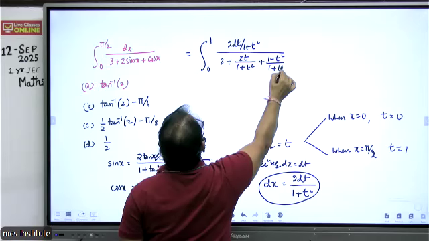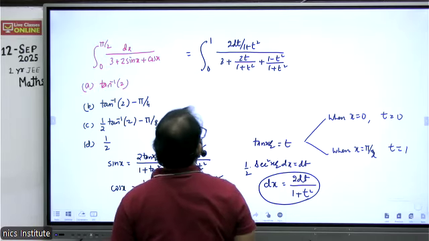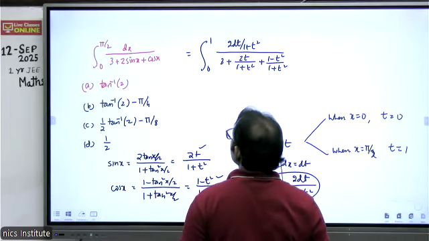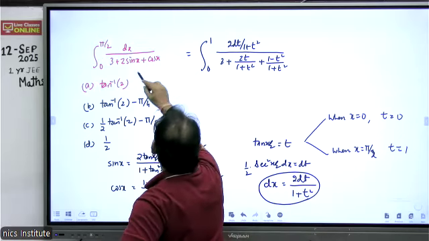So that will not be 4t, because it was 2 sin. Hmm? It will not be 4t, it will be 2t instead.